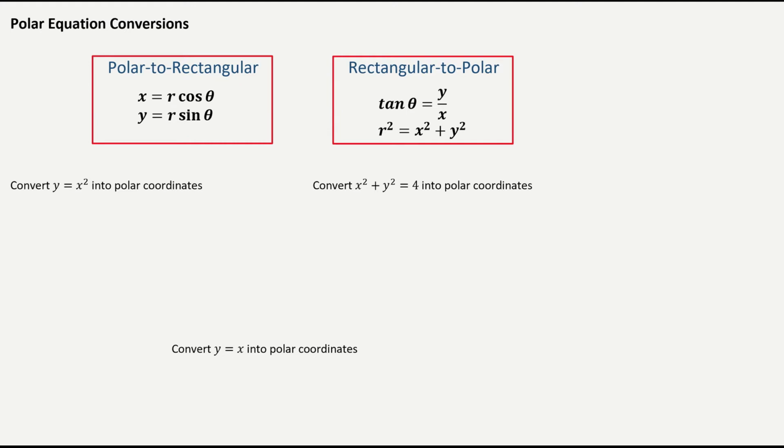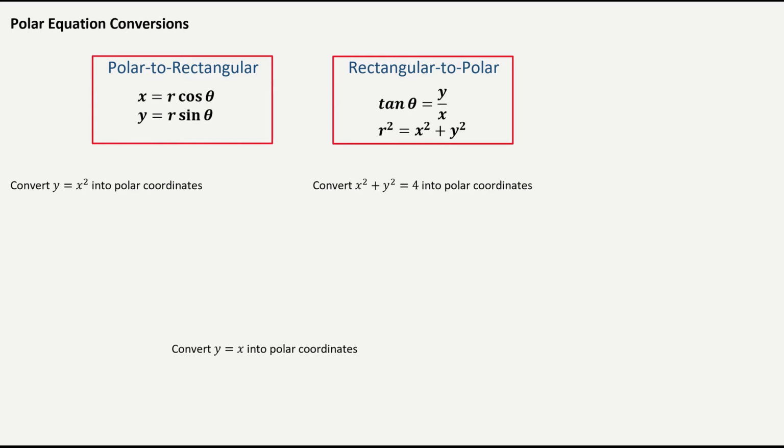Hello. In this video, I want to look at how to convert whole equations from polar to rectangular or vice versa. We know how to take a single point and convert it, but what about a whole formula? So we're going to rely on the same conversion formulas that we have shown on the screen, and we will work with plugging them into an equation instead of a single point. So first, convert y equals x squared into polar coordinates.